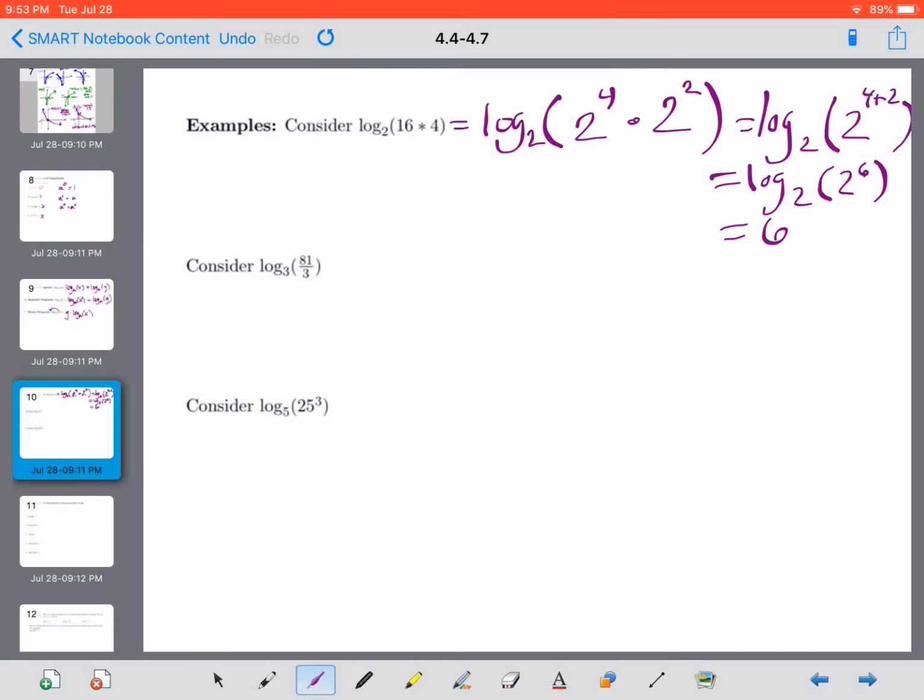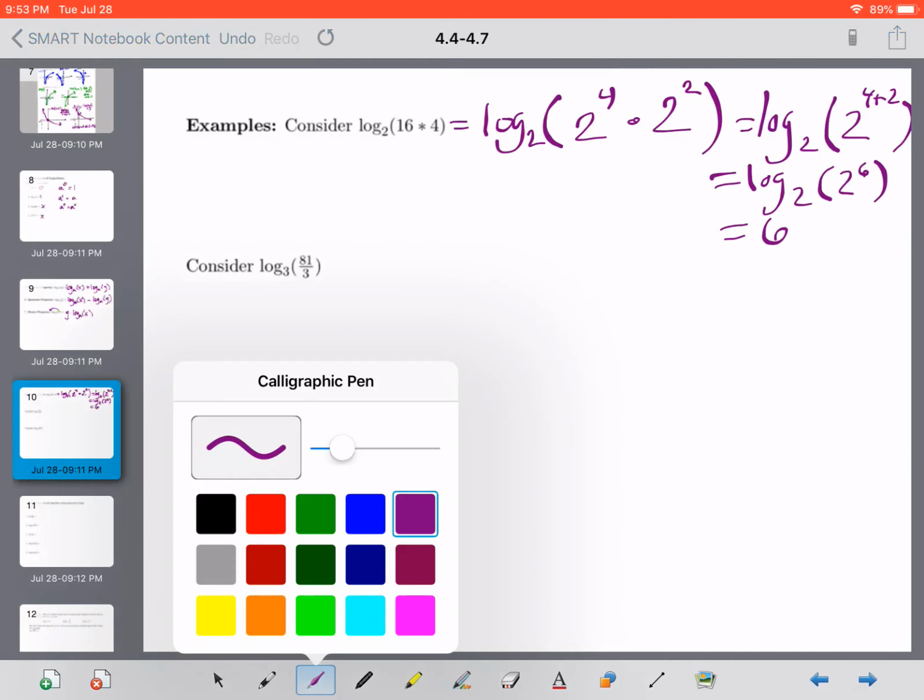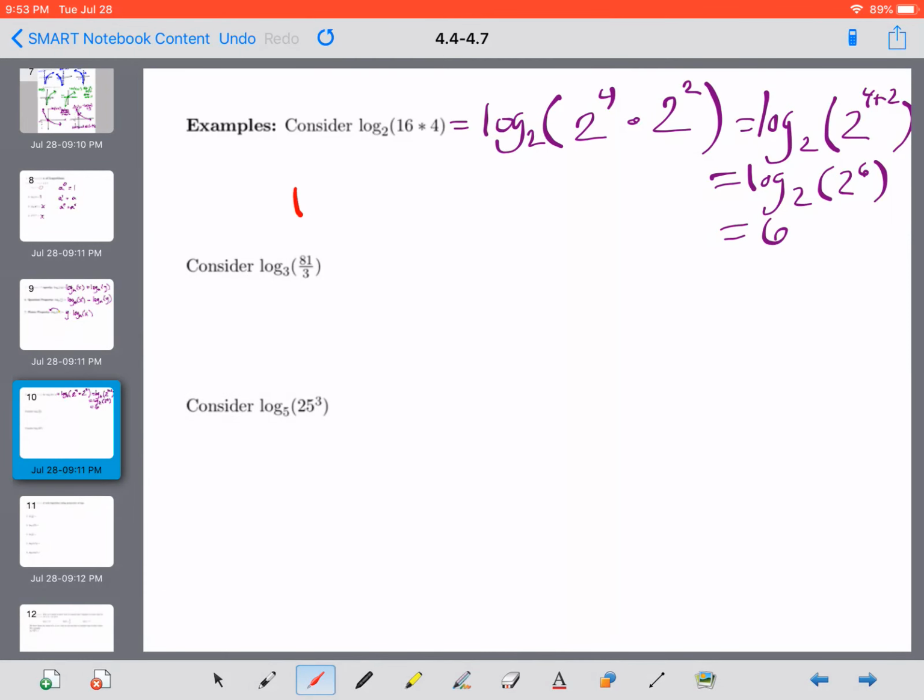Well, notice that's the same thing you would have gotten by computing these as two separate logs, log base 2 of 16 plus log base 2 of 4, adding them together. Because log base 2 of 16 is just 4. Right? 2 to the 4th power gives you 16. And log base 2 of 4 is just 2. Right? So this is really trying to get at the idea of why we can break this up into the addition of two separate logs.